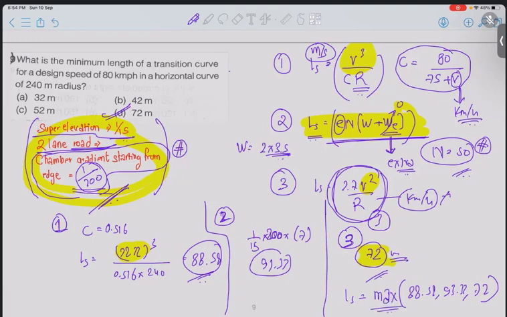Initially I said maximum and then I calculated the minimum. So it should be maximum of the three values that should be considered for the length of the transition curve. But what they are asking here is the minimum length of the transition curve for the design of the speed, and the answer is given as 72. So out of these three, minimum, I think there is a problem with this particular question. Yes, the words are not framed the way they should be.